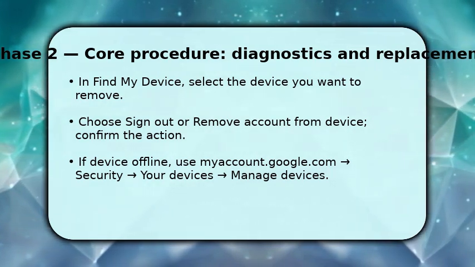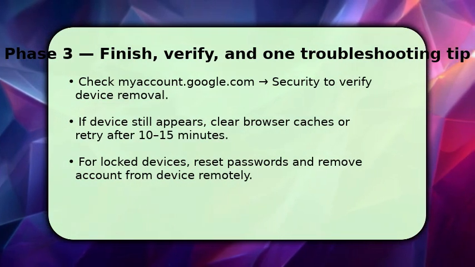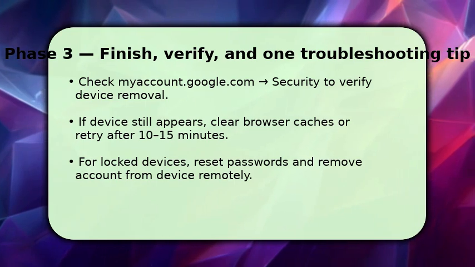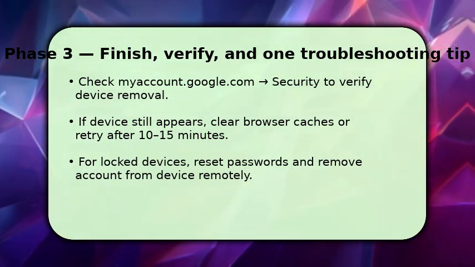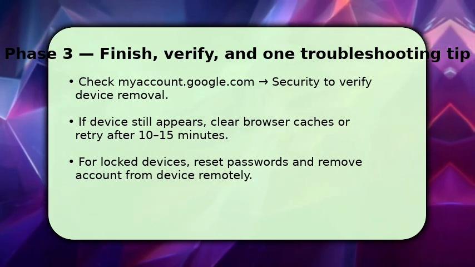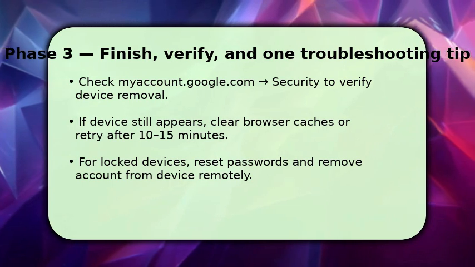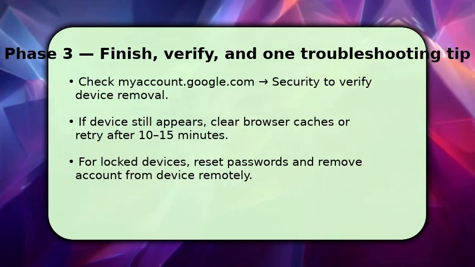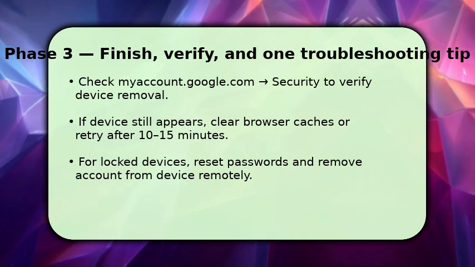Open myaccount.google.com, go to Security and confirm the device no longer appears under your devices. If it still shows, sign out everywhere, clear browser cache and wait 10-15 minutes, then refresh. Google sometimes delays updates. If the device is locked or you lost access, change the Gmail password and remove account access remotely to prevent relinking.